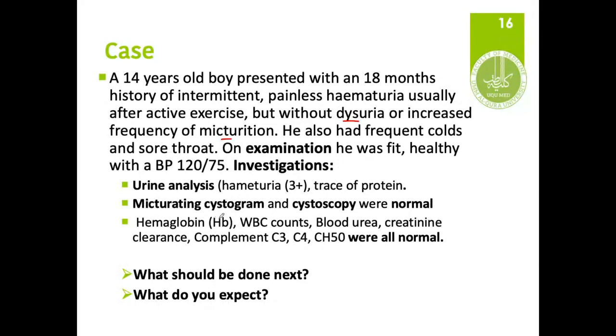The cystogram: normally the presence of hematuria is related to either stones or tumors. So cystogram and cystoscopy were normal, as well as hemoglobin and WBC counts. The renal function is also normal. Complement proteins are normal, so complement consumption is not taking place. So what should be done next, and what do you expect?